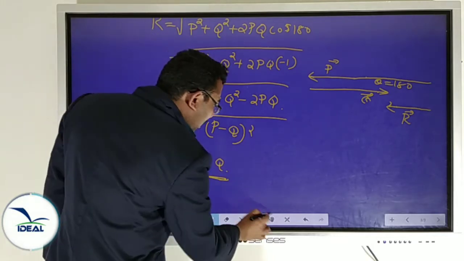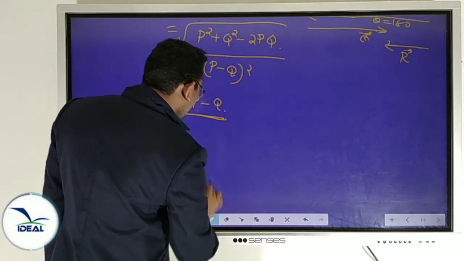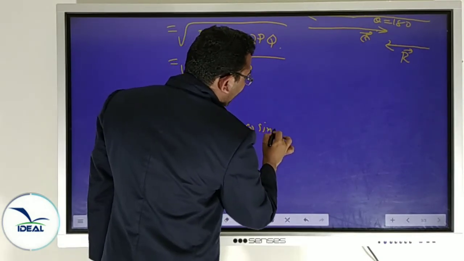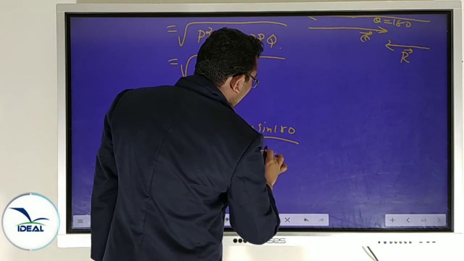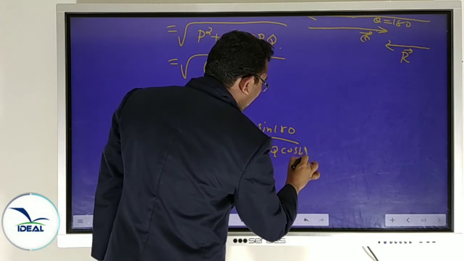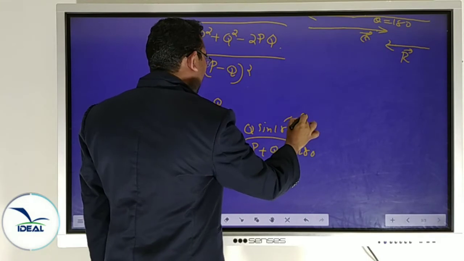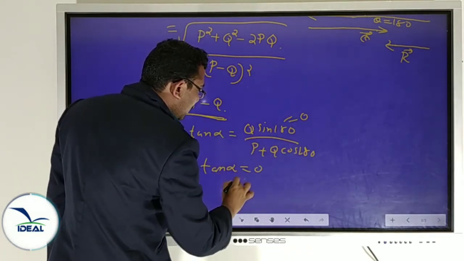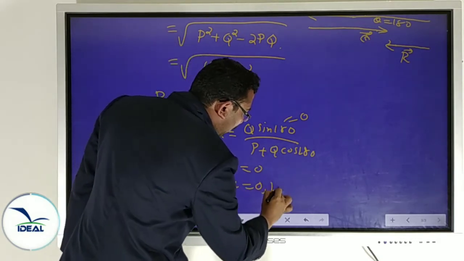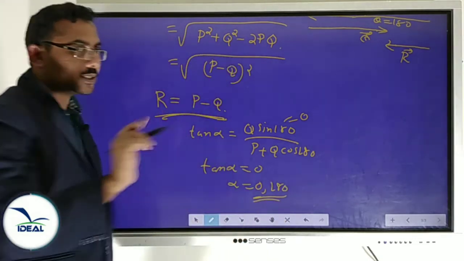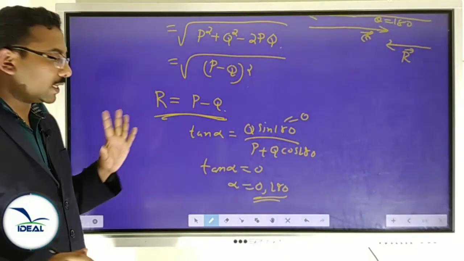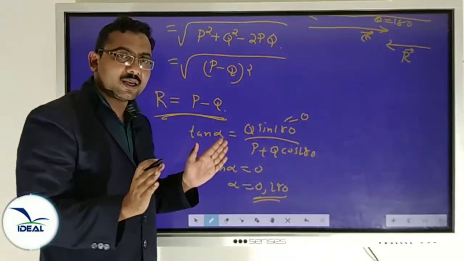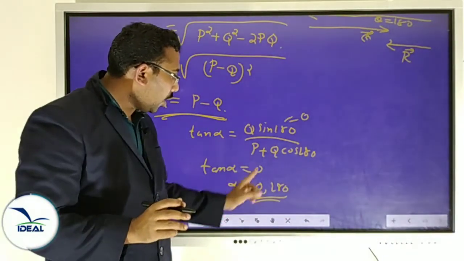We can find the direction of the resultant using tan alpha. Tan alpha equal to Q sin 180 by P plus Q cos 180. Sin 180 is 0. Therefore, this term becomes 0. Tan alpha equal to 0 means alpha equal to 0 or 180. In the first case, only 0. Why? Same direction. But here, two directions. The direction of the bigger vector. So, we have taken 0 or 180 degree.